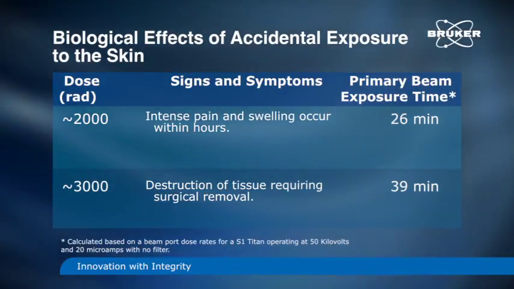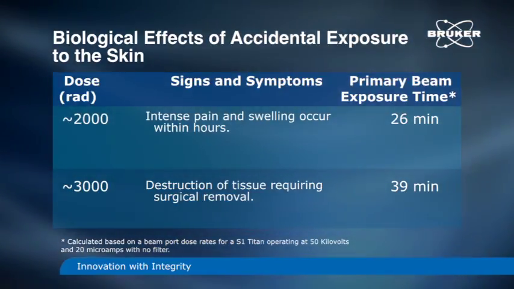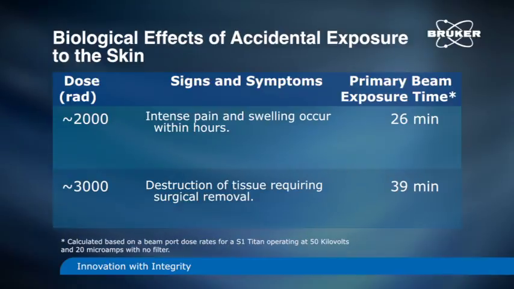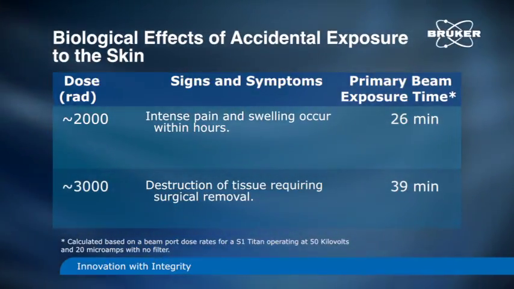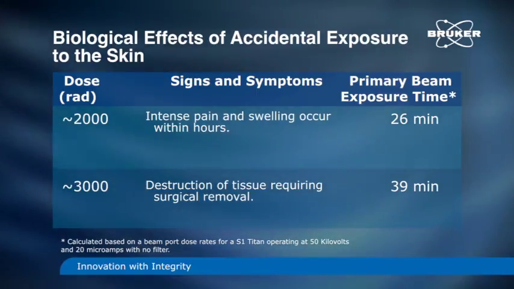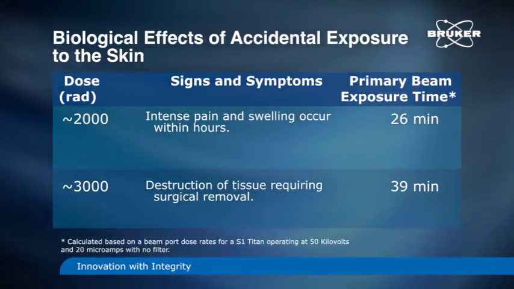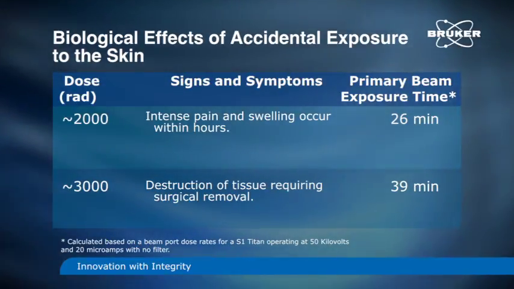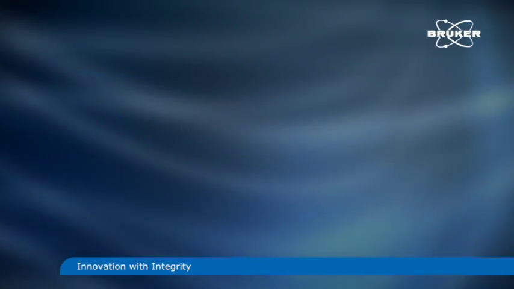A partial body exposure to approximately 3,000 rad or 30 gray destroys tissue, and surgical removal is necessary. If a user believes they were exposed to the primary beam and develops any of these symptoms, seek immediate medical attention. This is why it's imperative that operators of XRF analyzers keep any part of their body out of the primary beam while it is energized.